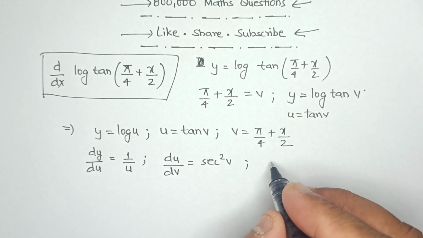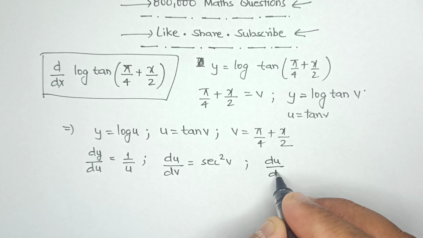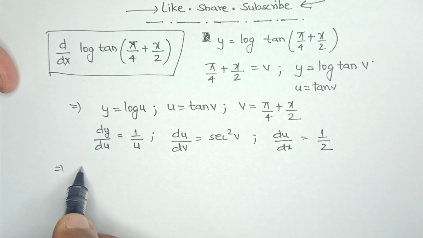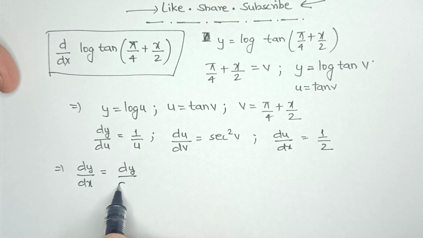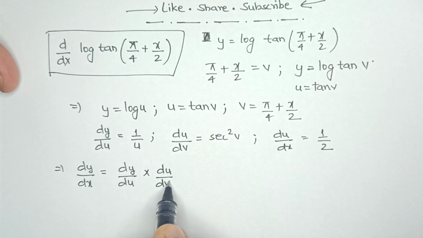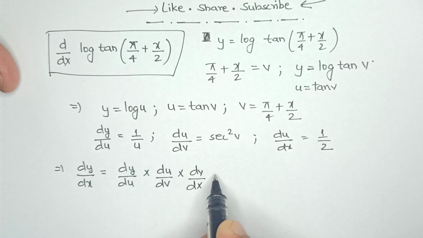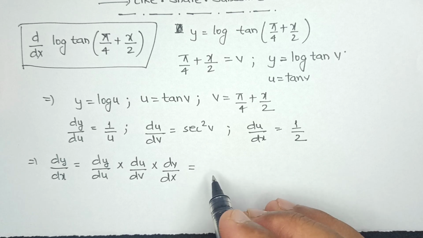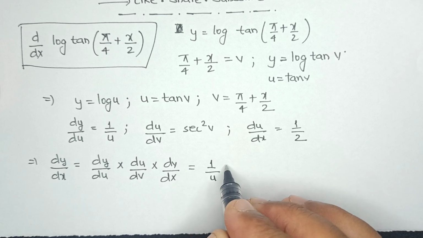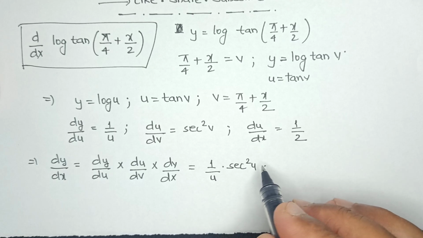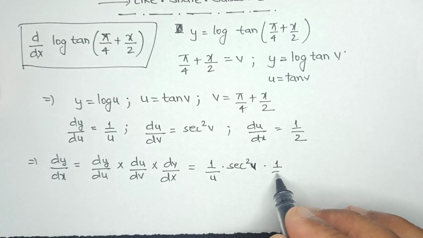and after that we are going to calculate the value of dv by dx, which is 1 divided by 2. Now if you notice, the value of dy by dx can technically be written as dy by du multiplied by du by dv multiplied by dv by dx. So all we have to do is substitute the values and then multiply them over here. So this is equal to 1 divided by u multiplied by sec square v multiplied by 1 divided by 2.